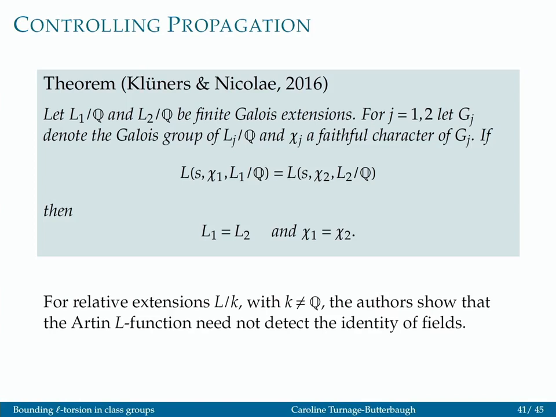And so the point here, a point that the authors make explicitly in their paper, is that if little k is not equal to Q, then the Artin L-function need not detect identical number fields. So you could have the case that the L-functions coincide, but the number fields are different. And they give explicit examples to show this in their paper.